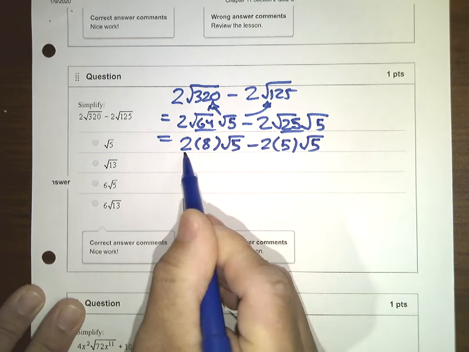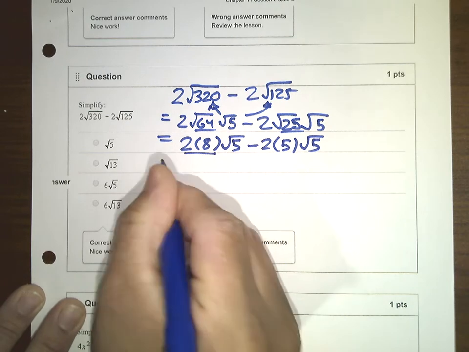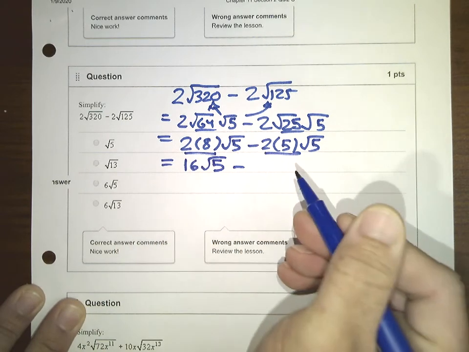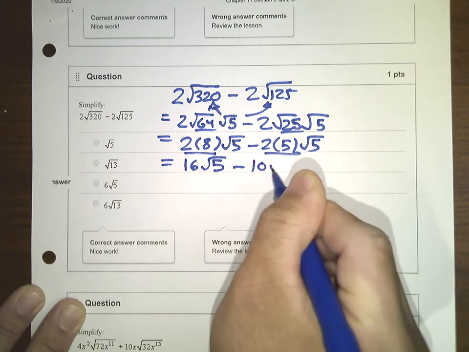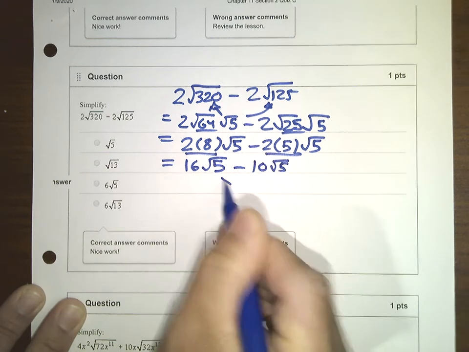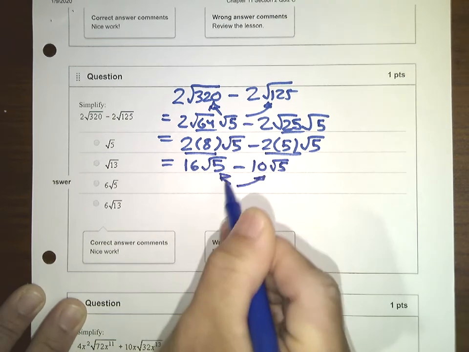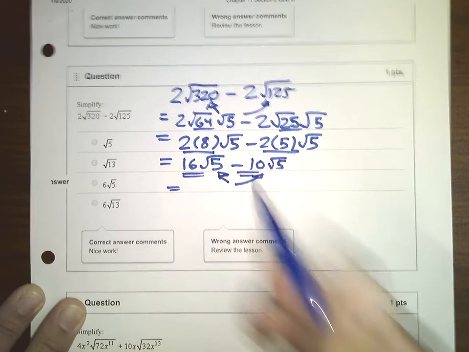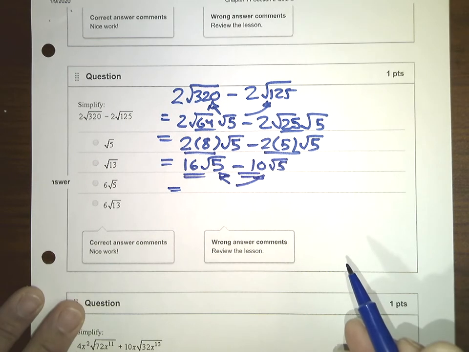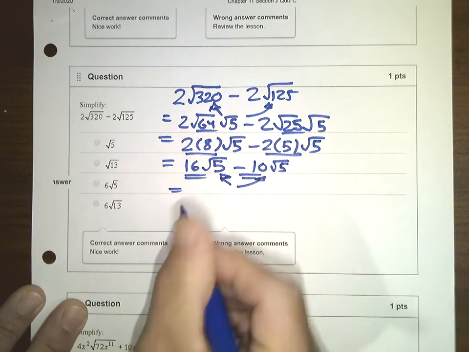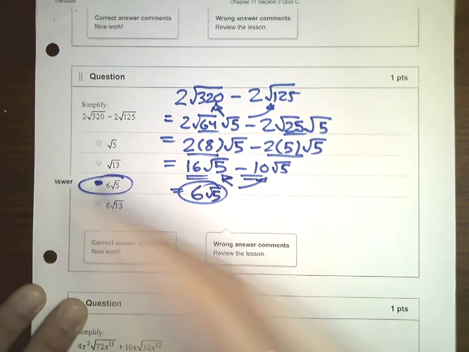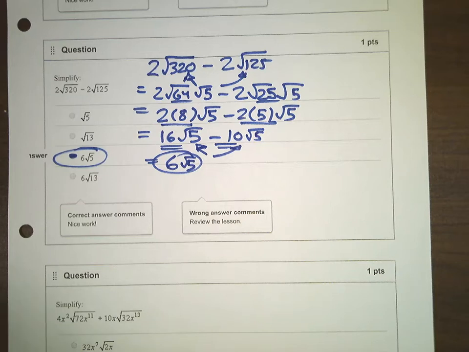And now 2 times 8 is 16, so I have 16 square root of 5, minus 2 times 5 is 10, so 10 square root of 5. And now these are like radicals here, they're both square root of 5, so I can just subtract 10 from 16. 16 minus 10 is 6, so I have 6 square root of 5 as my final answer right here. All right, what a time to be alive.